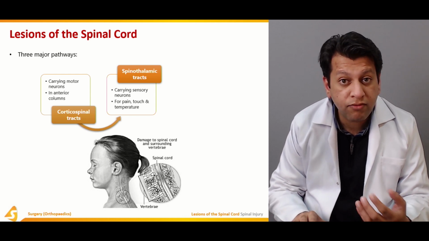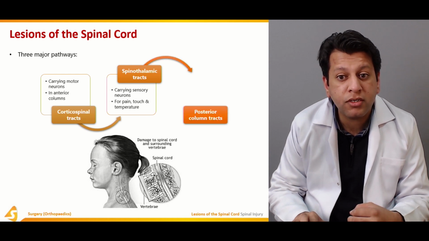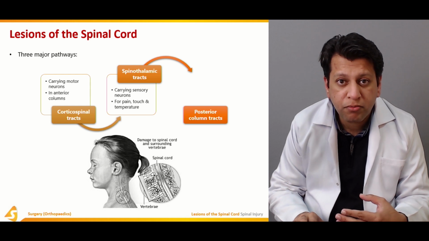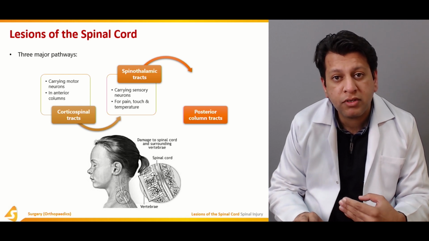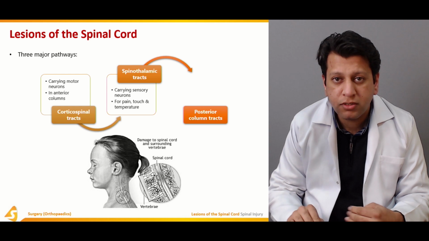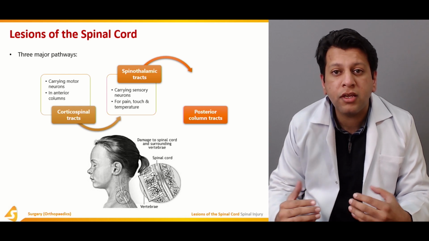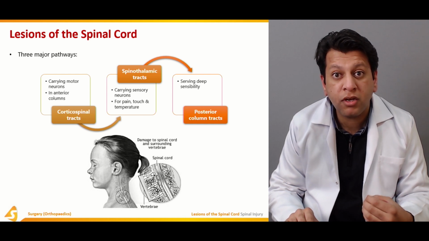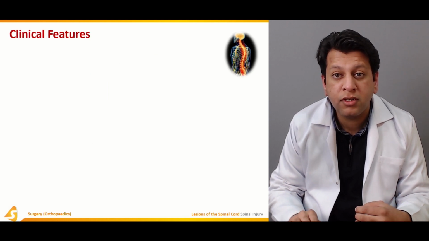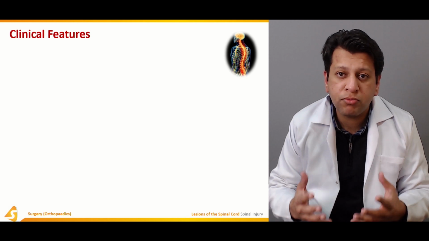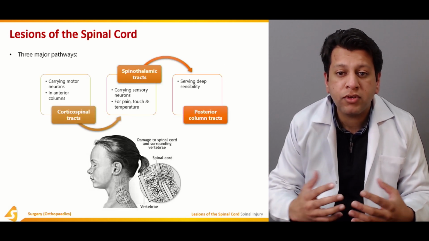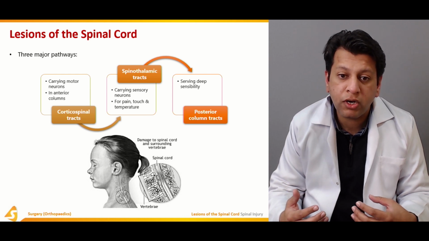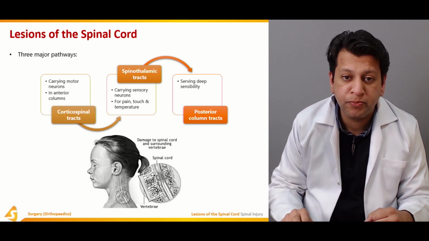Another sensory tract, which is also of the utmost importance, is the posterior column tract. This comes all the way up from the periphery to the cerebrum, and it carries the sensation of deep touch, light touch, and so on. So there are two main sensory tracts, the spinothalamic tract and the posterior column tract, and one motor tract, that is the corticospinal tract.